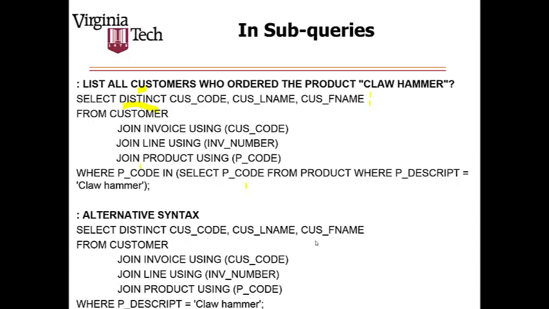Hey, here's an alternative syntax to this with the same set of join clauses, but just checks where the P description equals claw hammer. I've got to say, I'd be on number 2. I wouldn't do the subquery if I could write this query.